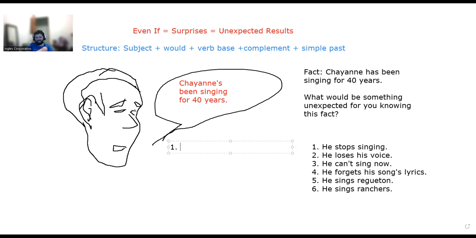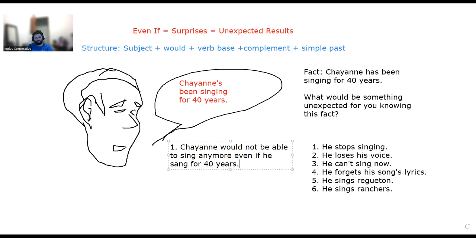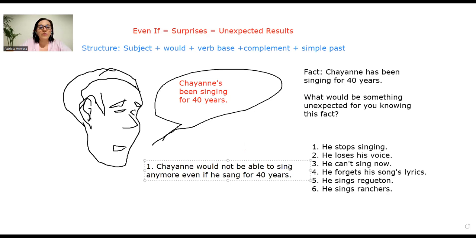Let's say he can't sing now, right? We can say Cheyenne would not be able to sing anymore, even if, you know, even if he sang for 40 years. Okay. You can use other tenses, right? Chan would not be able to sing anymore, even if he sang for 40 years.